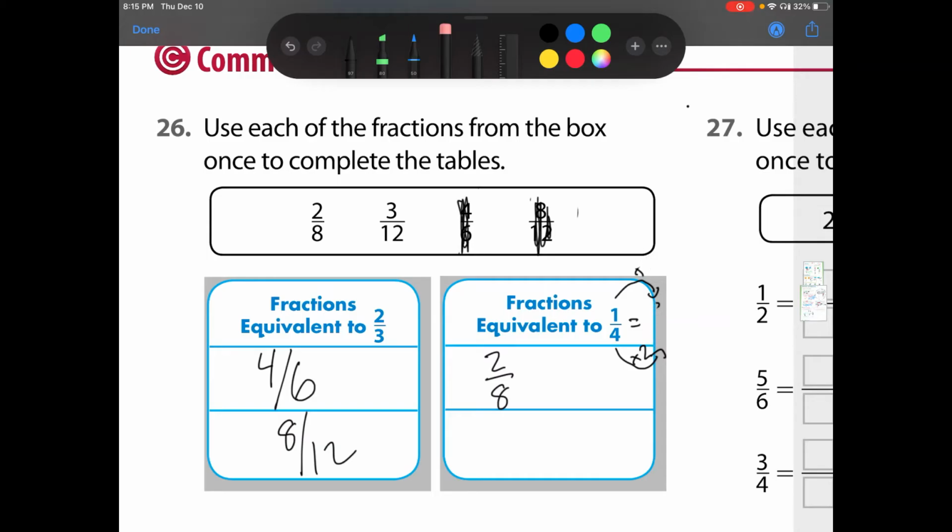So now let's erase it, and we're going to check it with our last one, that 3/12. So how do we get from 1 to 3? We multiply it by 3. And so now if it's an equivalent fraction, we should multiply the denominator by 3. So 4 times 3 equals 12, which it does. So hey, that's our other equivalent fraction. Pretty easy. Again, this is why we need to know our multiplication facts.